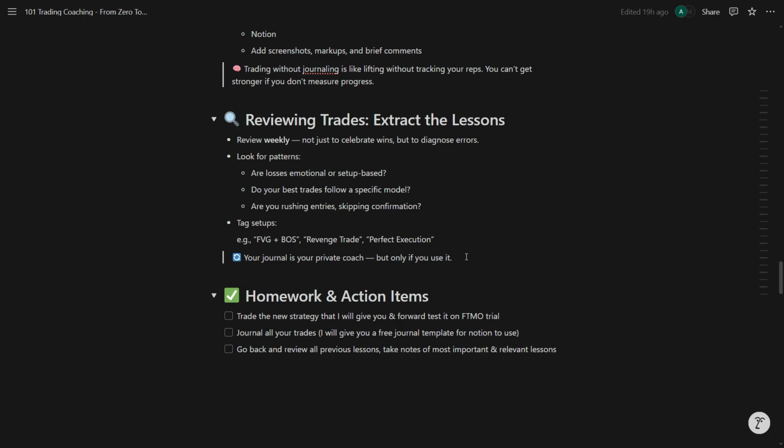You're going to forward test it on the FTMO free trial, and very soon you're going to purchase your real FTMO account. You're going to journal all your trades using the free journal template I gave you, and you want to go back and review all previous lessons, taking notes of the most important and relevant ones. You're going to do this every week: journal, and then review your journal. That's really it for today's lesson. We went through how to find the trading strategy, which I'm going to give you, and the importance of journaling your trades.